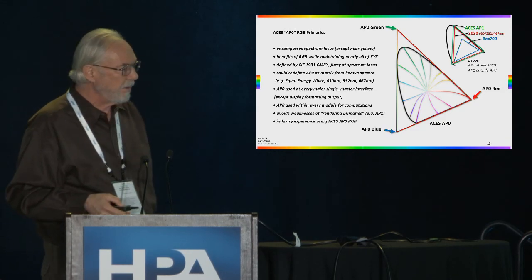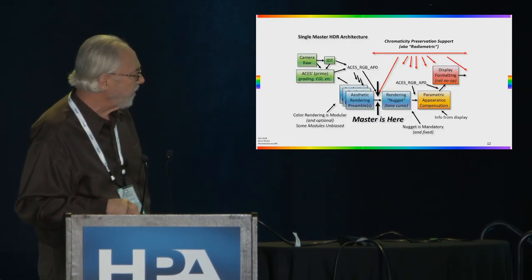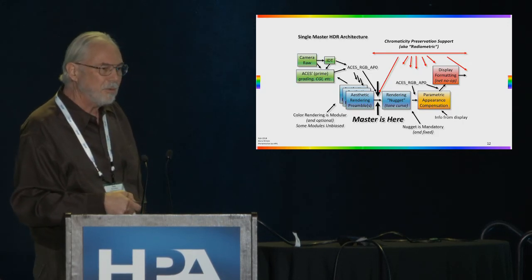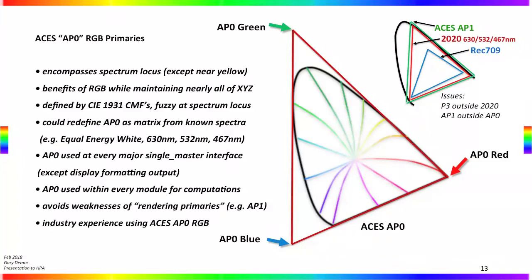Okay, so let me go back and just emphasize this. At every place in here, I'm using AP0 ACES primaries. So those are my dominant glue signal format. And if any of you have used ACES, this is what it looks like on a CIE diagram. It is defined on CIE 1931. Now, there is also ACES AP1, which is just outside of 2020, but there's some issues with these things.